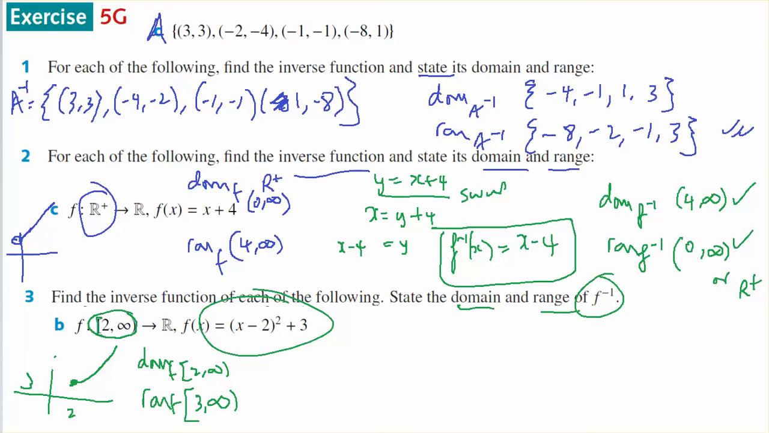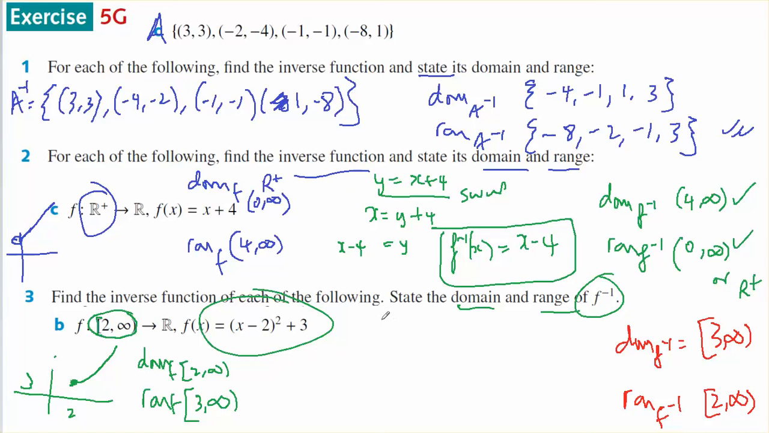So straight away I can get some answers over here. The domain of the inverse will equal 3 to infinity, because it will be the range of the function, and the range of the inverse will be the domain, which is 2 to infinity.